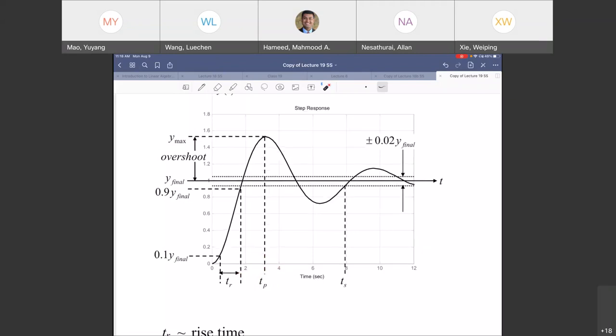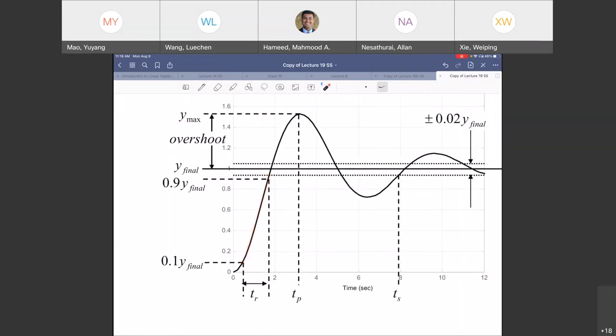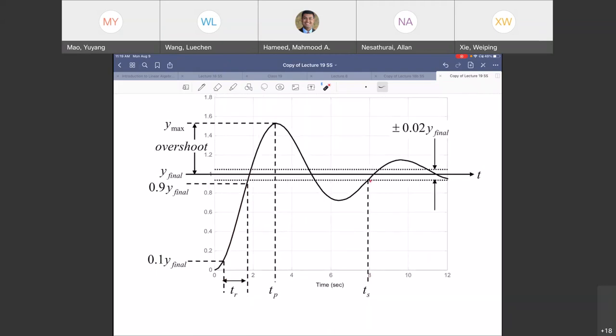Next, what is rise time? Rise time is the time for the response to go from 10% of the final value to 90% of the final value. That's rise time, 10% to 90%. Next, what is TS? TS is settling time, which means after TS, the response is going to stay within plus or minus 2% of the final value. So how much time do you need to settle? After that time, you are going to be between plus and minus 2%.